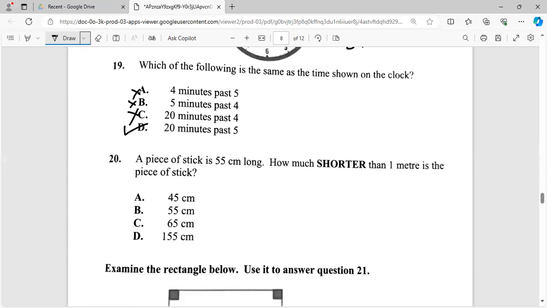A piece of stick is 55 centimeters long. How much shorter than 1 meter is the piece of stick? Now 1 meter is equal to how many centimeters? Somebody type that in the comment section. So it would be 100 minus 55, which is equal to 45. That would be A.